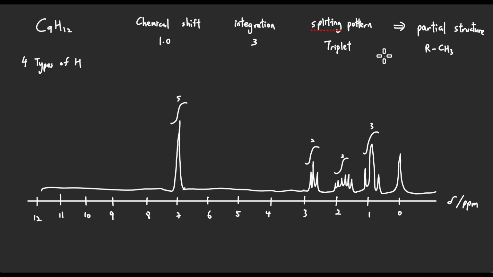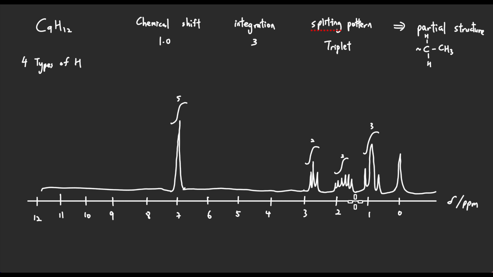Now we look at the splitting pattern. It consists of 2 hydrogen, right? It will always be n plus 1. So if the neighboring carbon has 2 hydrogen, it will show you as a triplet. If it has 3 hydrogen, it will show you as a quartet. So since it's a triplet, that means we'll have neighboring hydrogen of 2. And with that, this hydrogen should connect with 2 hydrogen, and we don't know yet the other one. And that's how the partial structure can be determined.